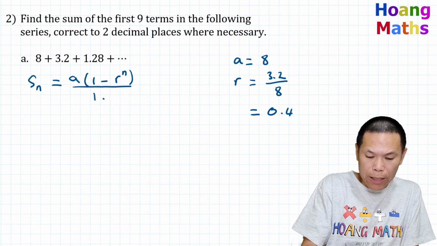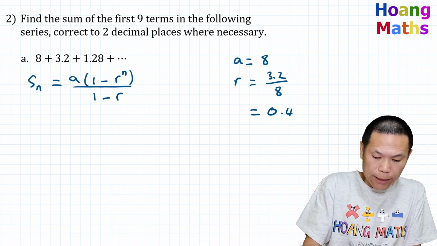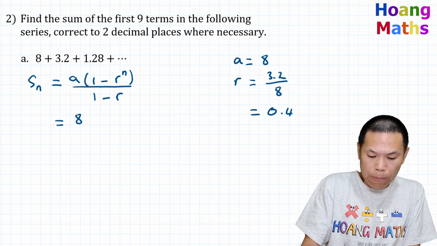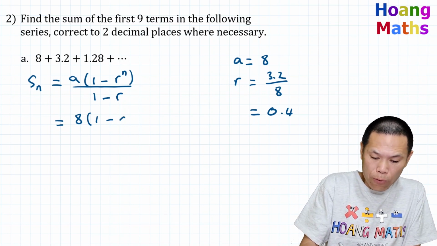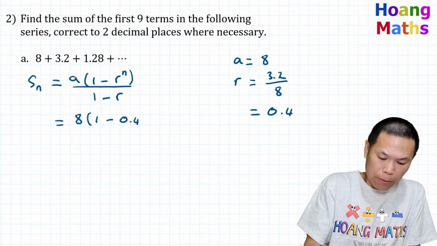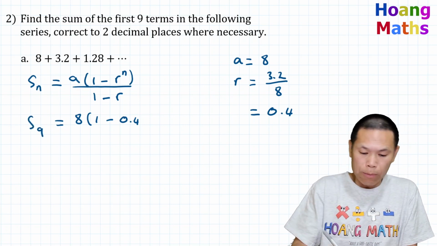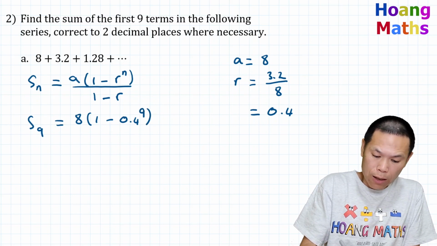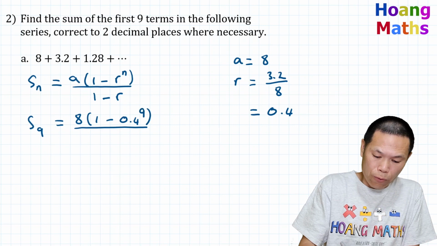Over 1 minus R. So there you go. A is 8, so that means 8 here. 1 minus R, so R is 0.4. And then power of n. n is 9, because we want to find S of 9, so the first 9 terms of this series. So power of 9, over 1 minus 0.4.